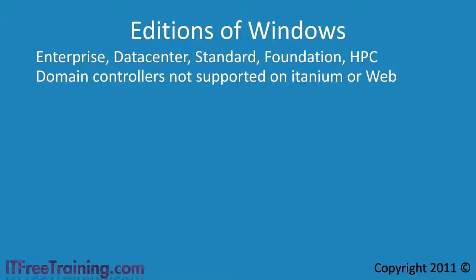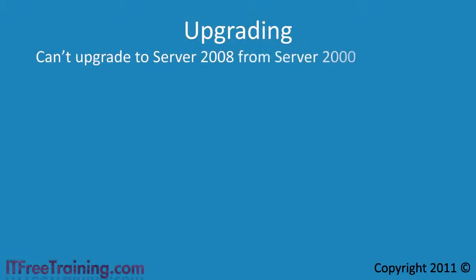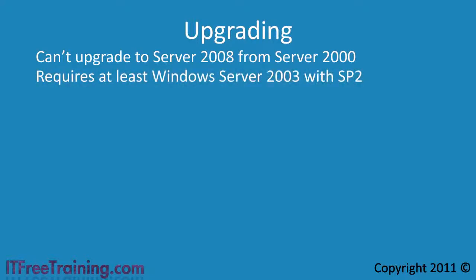One last point I would like to mention is if you are upgrading to Windows Server 2008. If this is the case, you cannot upgrade from Windows Server 2000 to Windows Server 2008. You also need to be running at least Windows Server 2003 with Service Pack 2. Lastly, upgrades between different architectures are not supported. That is, you cannot upgrade from a 32-bit operating system to a 64-bit operating system.